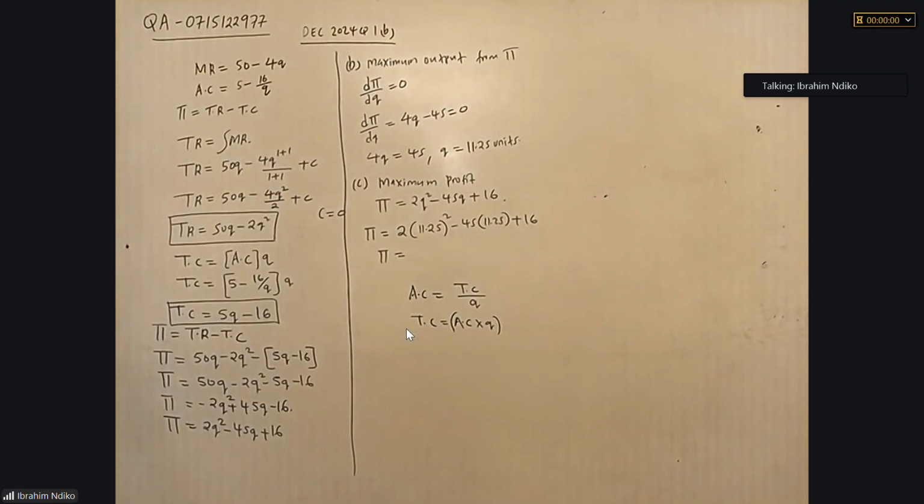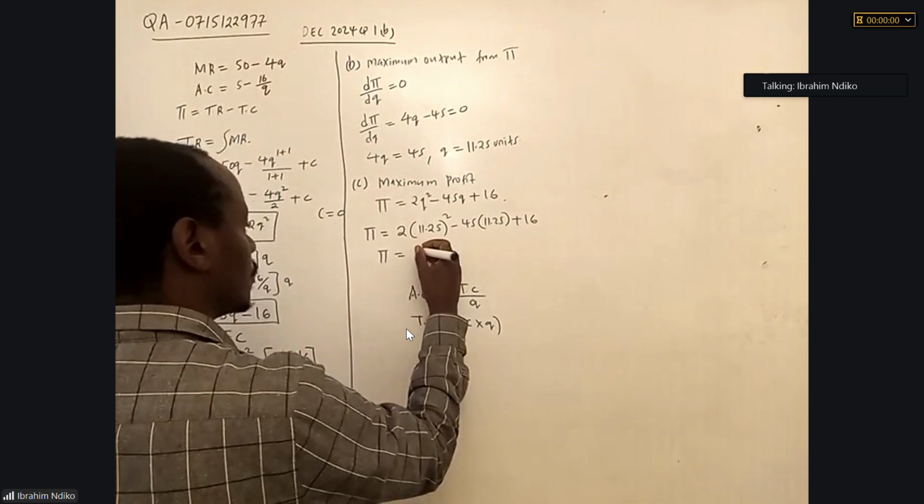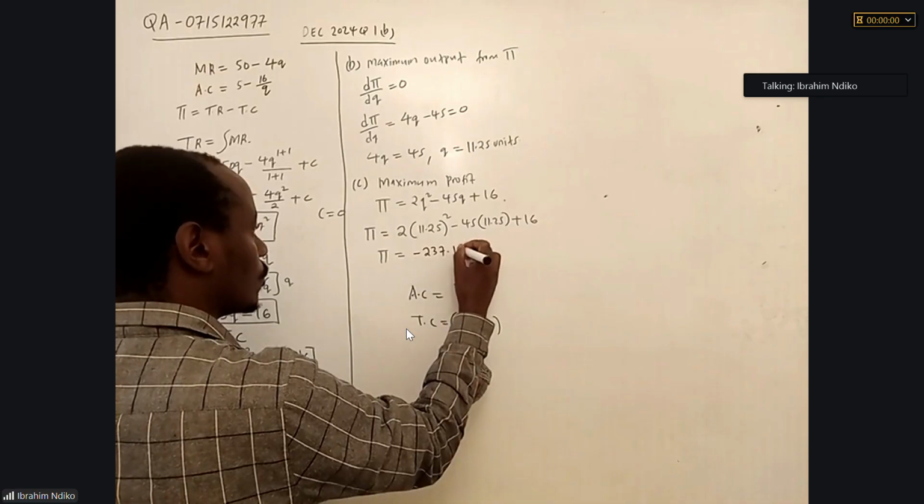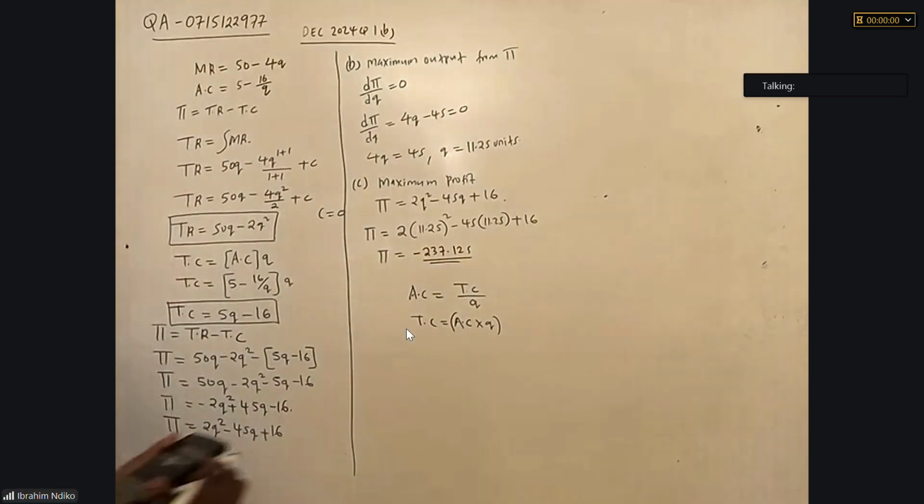What will be our maximum profit? 2 times 11.25 squared minus 45 times 11.25 plus 16. So it's a maximum loss. A loss of how much? 237.125. That's how you are supposed to do that equation.